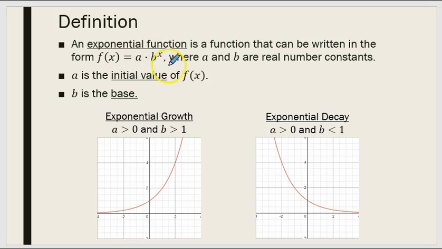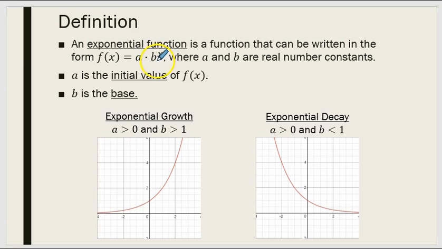Now, there are two different cases for the b value. There's the case where b is bigger than 1 and the case where b is less than 1. You'll notice for both of these cases, we're specifying that a should be bigger than 0, which means a positive number. So we're really just talking about what happens when all of these are positive for now.